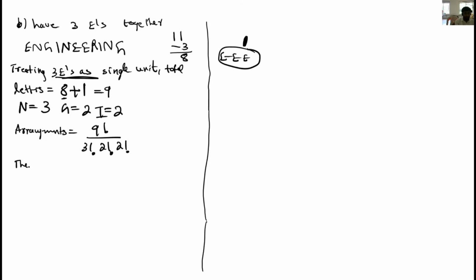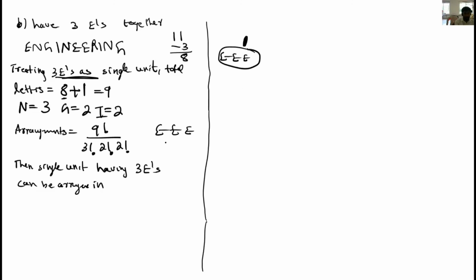Then see, the single unit having 3 E's can be arranged in how many ways? See, 3 E's are given, E, E, E.